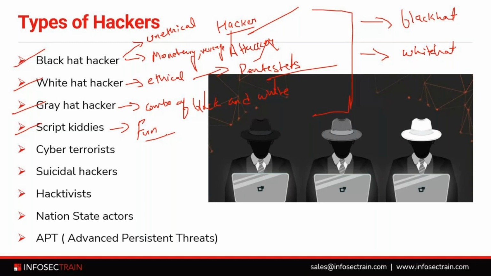So gray hat hackers are those who have the characteristics of both black hat and white hat. They don't ask for permission to do the hacking, but after hacking, if they find any vulnerability, they report that vulnerability to the organization so that they can safeguard themselves.